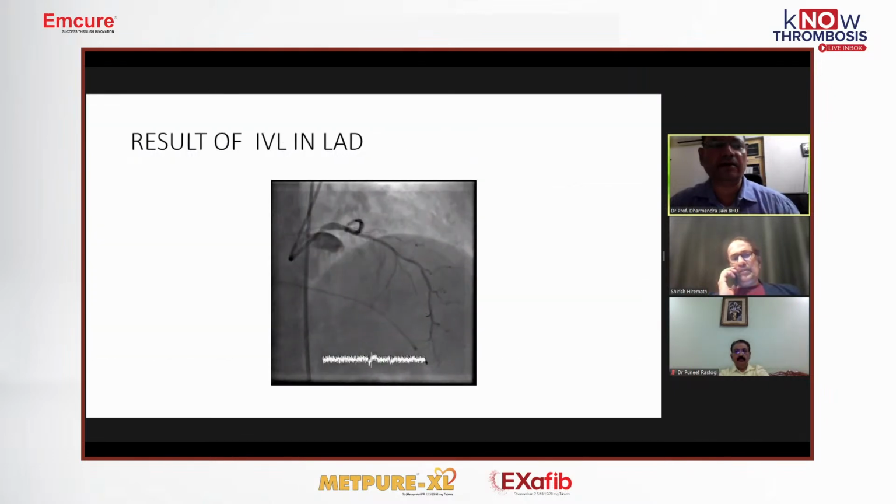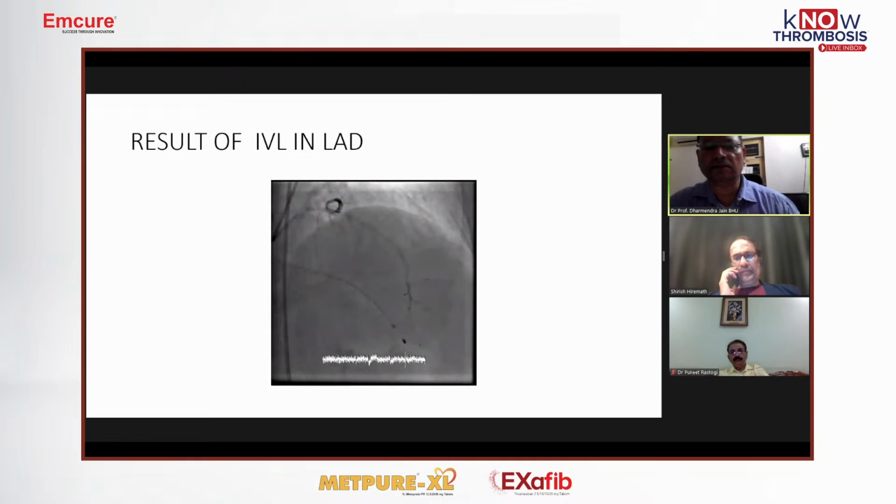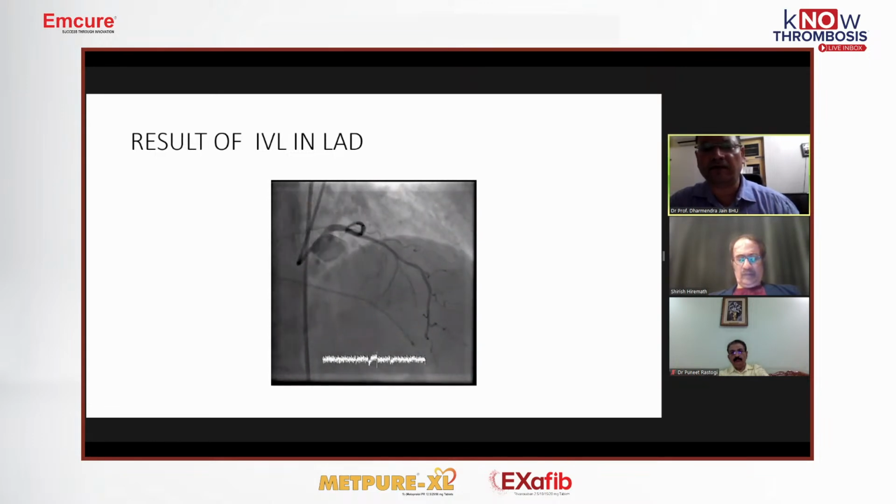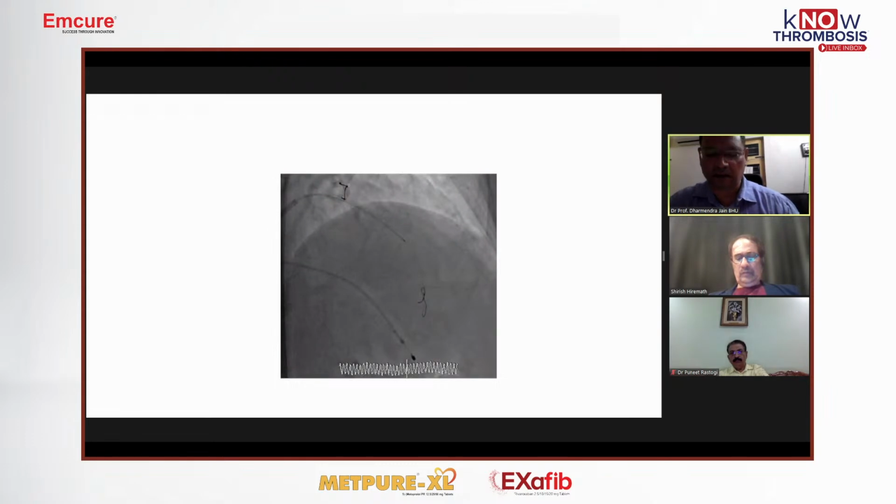And finally, we got this result after IVL in the LAD. This IVL therapy, I found in various previous cases also, that after IVL it just looks like what we expect after stenting; those results come with the IVL alone. So it's beautifully opened from proximal to mid, well prepared.